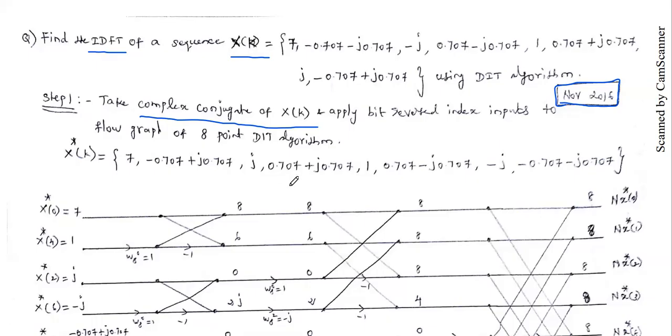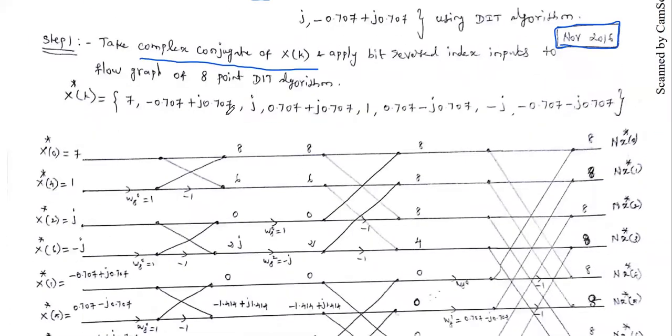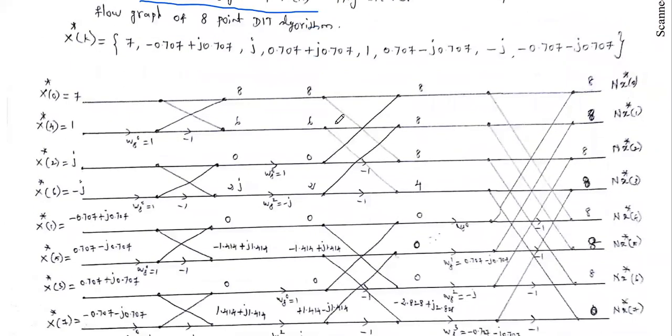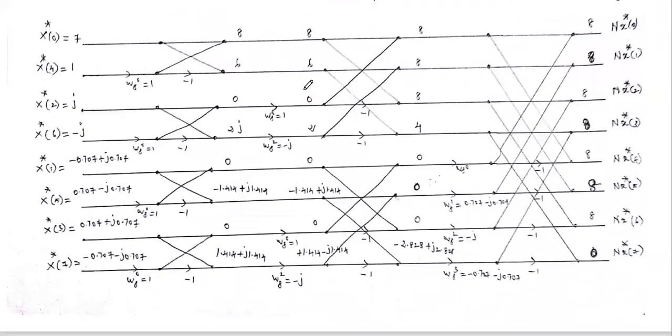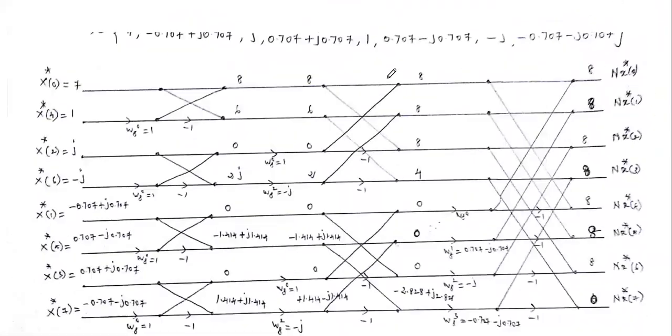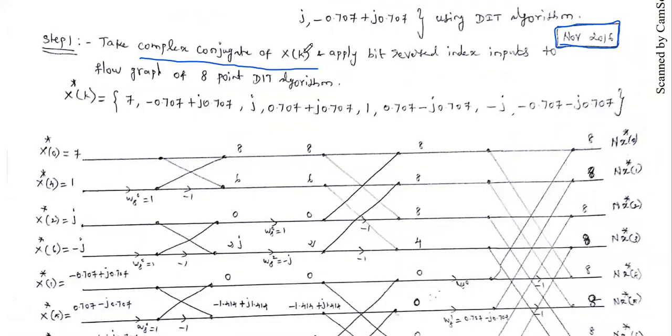Already you know, here we have to use the 8-point DIT algorithm. In the DIT algorithm, the input we have to give in bit reversed order, and the output we take in natural order. So that's why the complex conjugate of X of k we have to take in bit reversed index order and apply that input to the DIT algorithm.